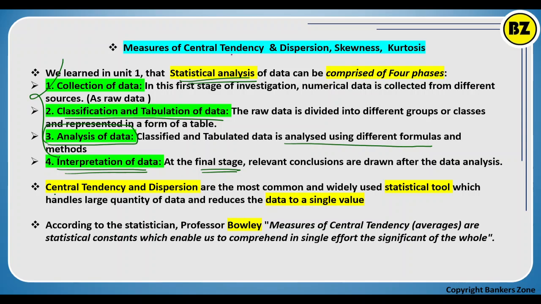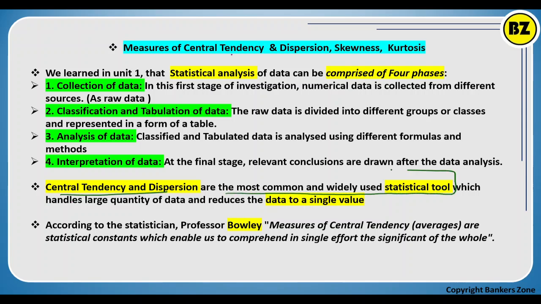Now see, what do we mean by central tendency and dispersion? Basically, central tendency and dispersion are the most common and widely used statistical tools, which handle a large quantity of data and reduce the data to a single value. What do you mean by a single value? In the previous session, I already told you, central tendency is nothing but a single value. The central tendency always represents a single value. Remember, it is the single value representative.